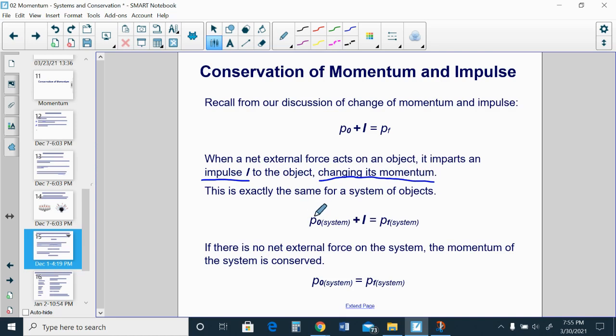So if you have your initial momentum of a system, and then an impulse is applied, so some sort of momentum from outside that system due to an applied force, you would end up with a different final momentum of that system. Now, if there is no net external force on the system, the momentum of the system is conserved. So the initial momentum would be equal to the final momentum of the system.